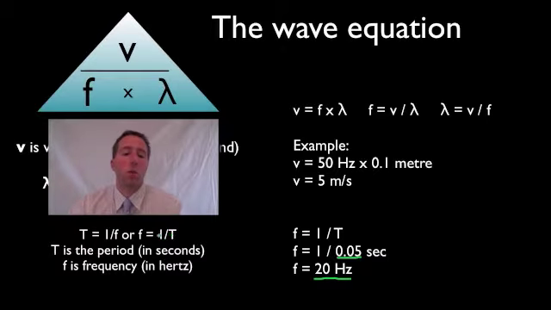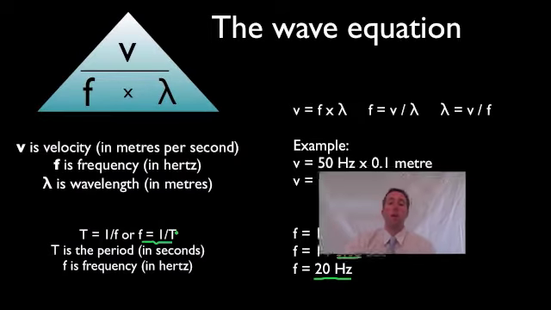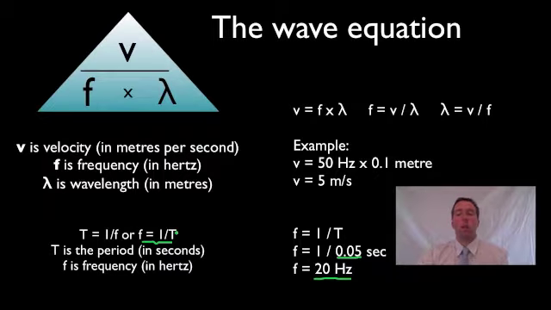So these two equations here, frequency equals 1 divided by the period, are a great way to figure out the frequency if you've only been given the period. So really that's a few quick examples of using the wave equation to calculate some of the properties of waves.